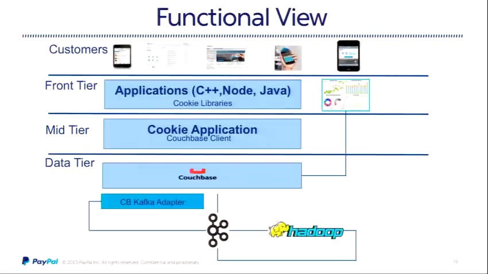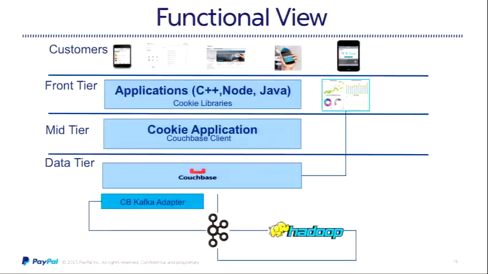In the top layer, you have customers interacting with PayPal across various channels. And beneath that is Frontier, where our various applications reside. In the last 15 years, we switched our application stack from C++ to Java to Node.js, but we still have all 3. So all these applications interact with CookieServe in the middle tier, and CookieServe talks to the data layer. In the data layer, we have Couchbase, using the Java SDK.